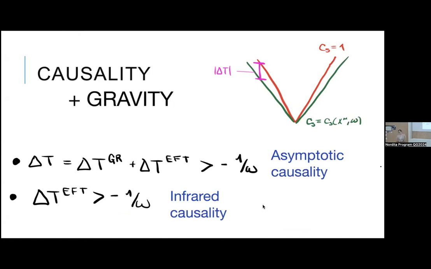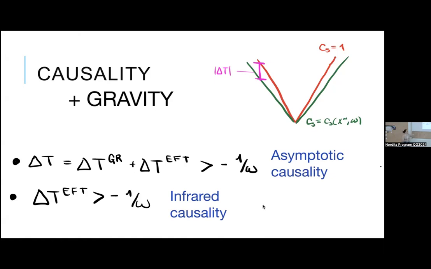Now, what happens when you include gravity? Because of course we know that when you have gravity, you are also going to have an additional time delay just from GR, just from being on a curved spacetime. So there are two different notions of what causality in terms of the time delay means when you include gravity. They go under the names of asymptotic causality and infrared causality.